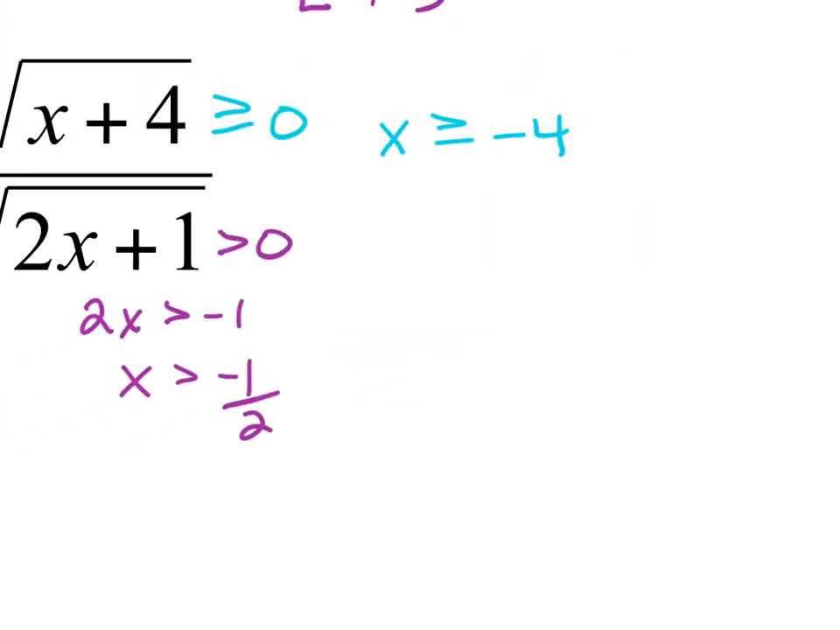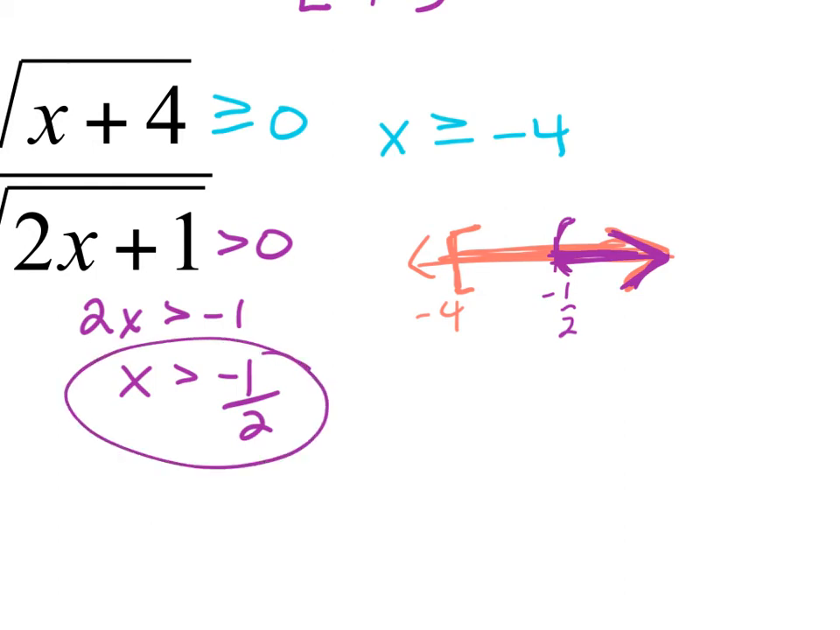So if a number line helps, draw it out. The top one tells me it's greater than or equal to -4, which means I go from -4 to positive infinity. The bottom one says greater than -1/2, which means parentheses at -1/2, pointing to the right. It's only where these overlap that I get to keep, which means it has to be greater than -1/2, and in interval notation, it's -1/2 to positive infinity.